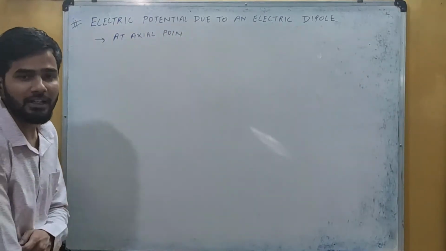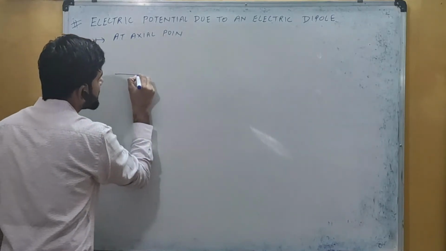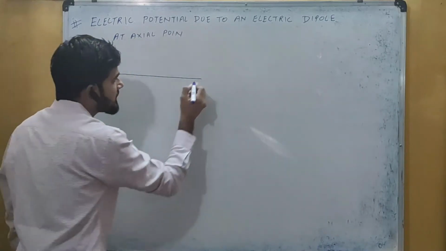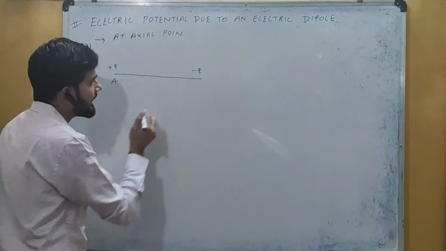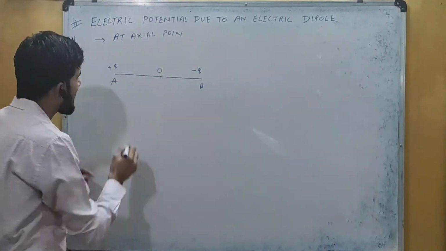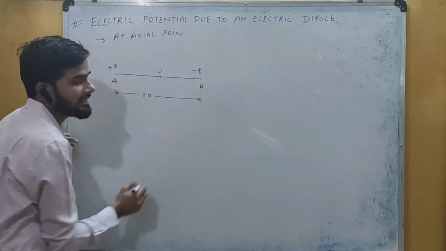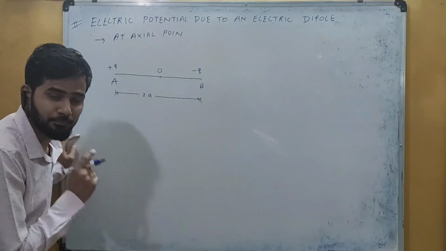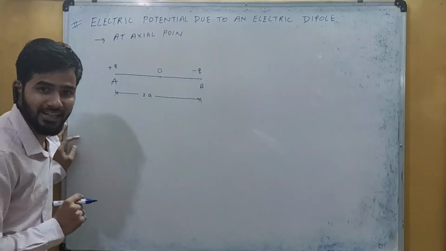Okay, for axial point we have to draw an electric dipole. Let us say we have an electric dipole. This is plus q charge. Here we have minus q charge. It is at point A, it is at point B, and this is the center O. And the distance between these two charges is 2a. That is an electric dipole. Now the axial line, that is the dipole is making an angle of 0 degree at a point. That point is called as an axial point.